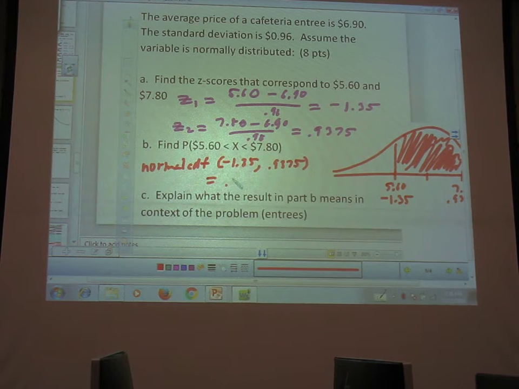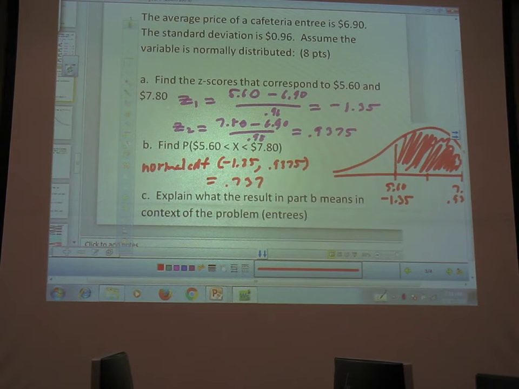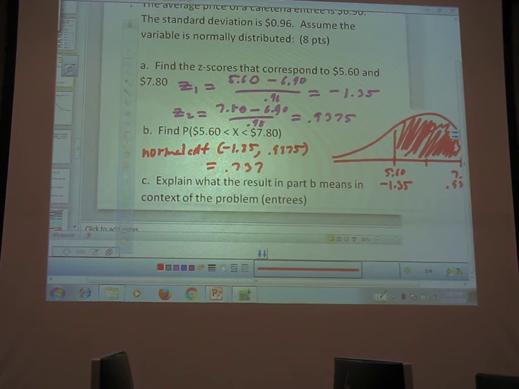It should be under second VARS. Second VARS, yeah. So everything you need is either going to be under second VARS or stat tests, maybe stat edit, stat calc for that one thing. Got 0.737. Okay, good deal. And then explain what that means.